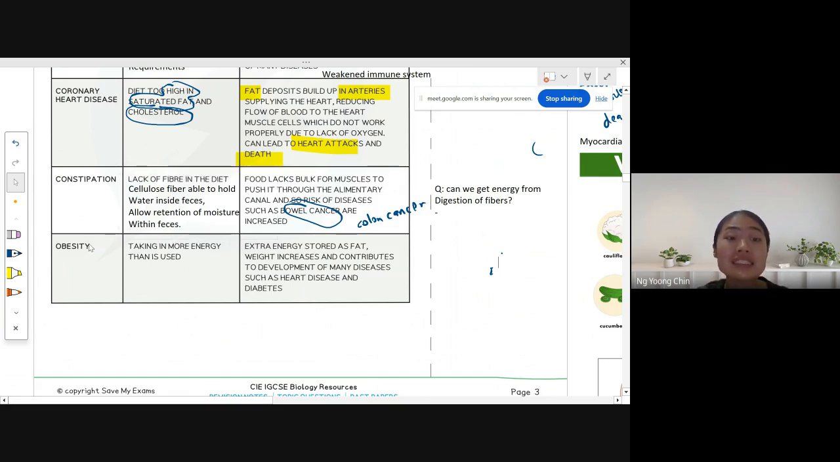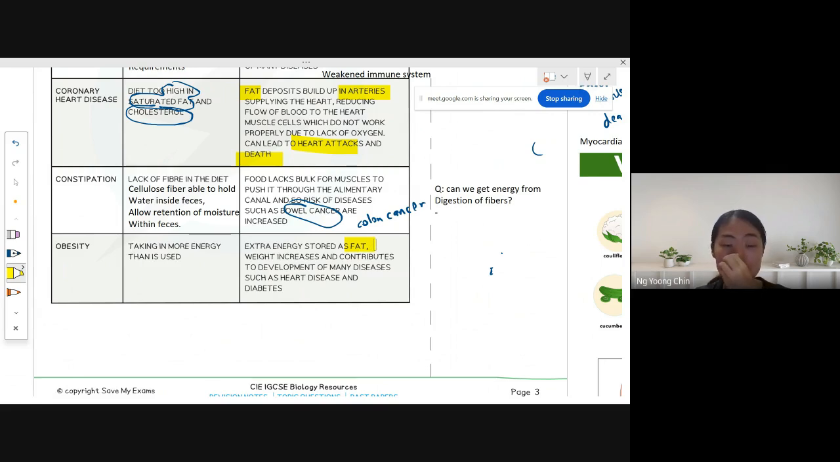And now we'll talk about obesity. Obesity means that you are too fat already, okay? It means that you are taking in more energy than you are using. This is an issue being faced by people nowadays, who are eating a lot of food rather than using up the energy provided by the food. This means there will be excess energy stored inside the body. So this extra energy will usually be stored in the form of fats.